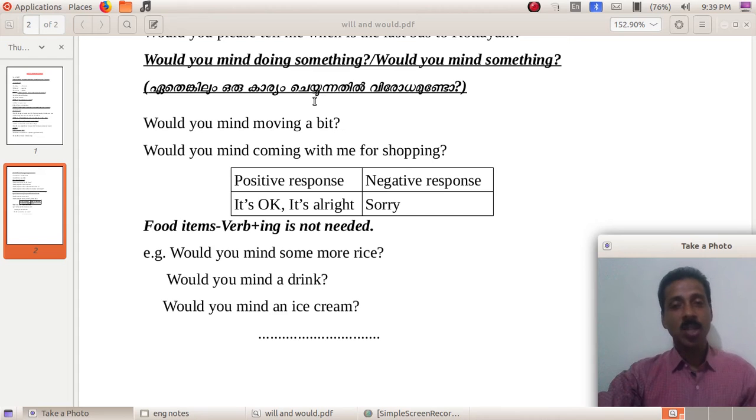So if the response is positive, you have to say it's okay, it's all right, with pleasure, etc. So you have to keep in mind this response, positive response. You cannot say yes. It will be awkward. It will be wrong. So the response of would you mind doing something is it's okay, it's all right, etc.